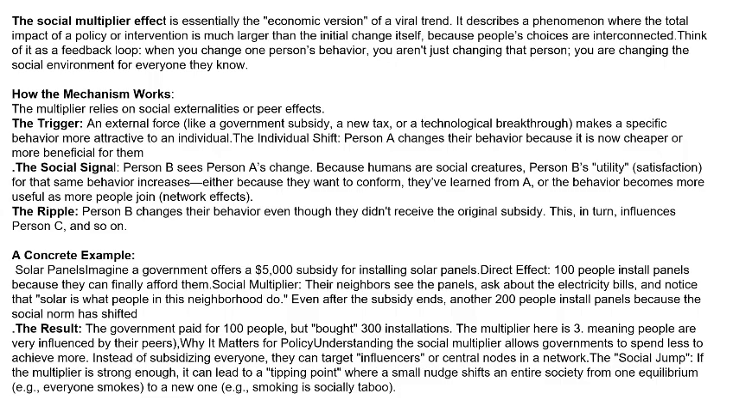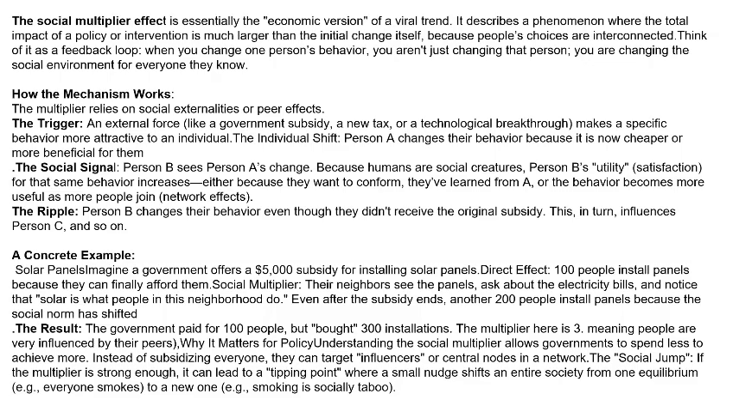But how does the mechanism work? The multiplier relies on social externalities or peer effects: the trigger, the social signal, and the ripple. The trigger: an external force like a government subsidy, a new tax, or a technological breakthrough makes a specific behavior more attractive to an individual. The individual response: Person A changes their behavior because it is now cheaper or more beneficial for them.